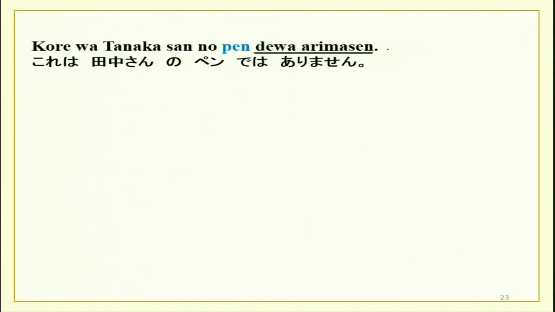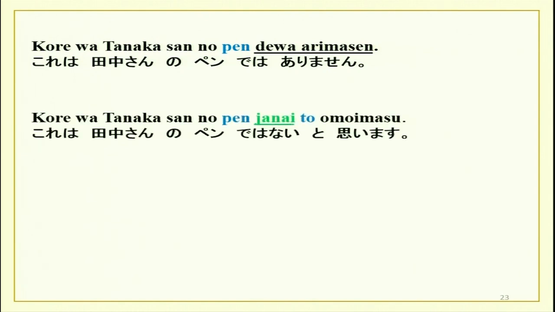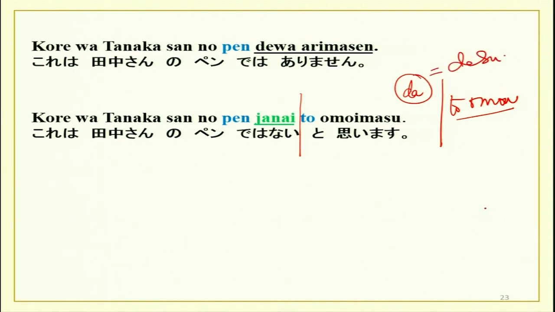Now, Kore wa Tanaka-san no pen dewa arimasen. Very, very clear in the negative. So, Kore wa Tanaka-san no pen janai to omoimasu. As I told you, with to omoimasu, to omou, always the plain form is going to be used. So now, if you can see over here, the plain form for ja arimasen is janai. So again, you have a noun over here. In the negative, janai to omoimasu. You cannot have ja arimasen to omoimasu. So always this is going to be in plain form.